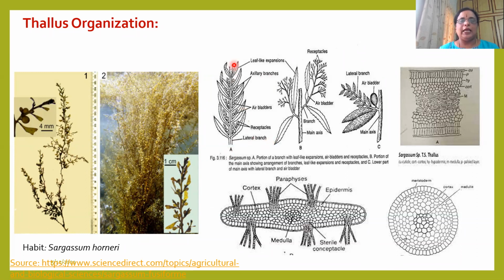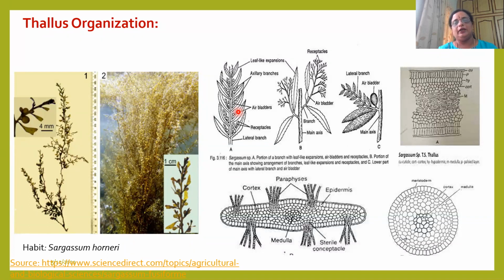Here this algae has a central stem-like structure called the central axis. See here, you can see the central axis. Surrounding this central axis, you can find the lateral branches. These leaf-like structures that you can come across are called lateral branches. These lateral branches are dorsiventrally flat.